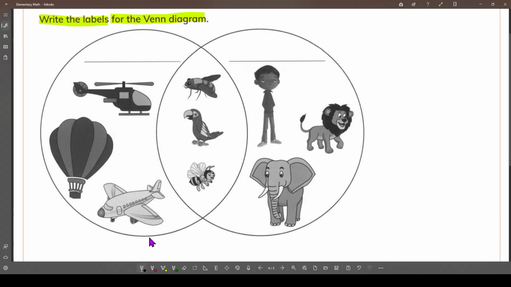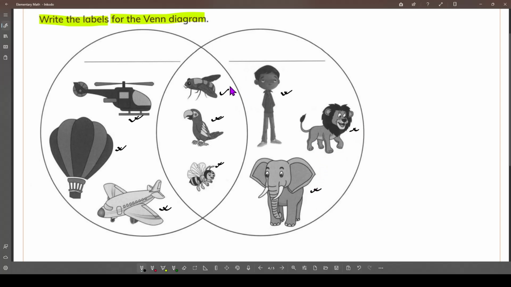So first we consider what is in here. Here is a helicopter, here is a balloon, here is a plane, here is a bee or any kind of insect who can fly. This is a bird, and also this is a bee. And look, this is a man, this is a lion, and this is an elephant.